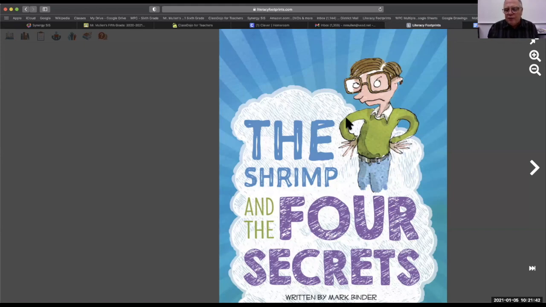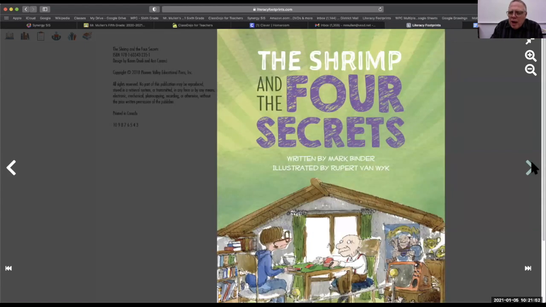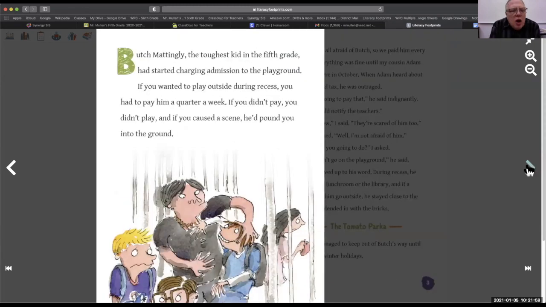The Shrimp and the Four Secrets. Written by Mark Binder and illustrated by Rupert Van Wyck. Read along with me, and at certain points, we're going to be working on vocabulary strategies, reviewing some of our vocabulary strategies today and tomorrow, and also looking at some inferences.